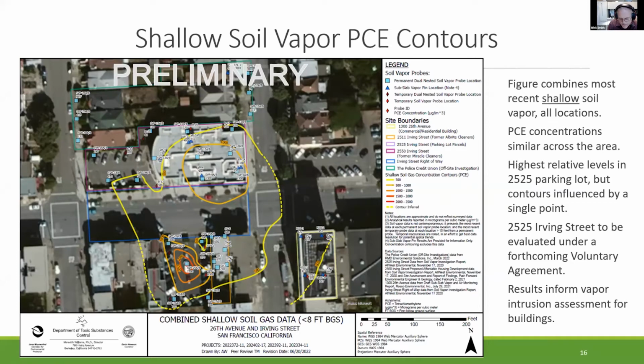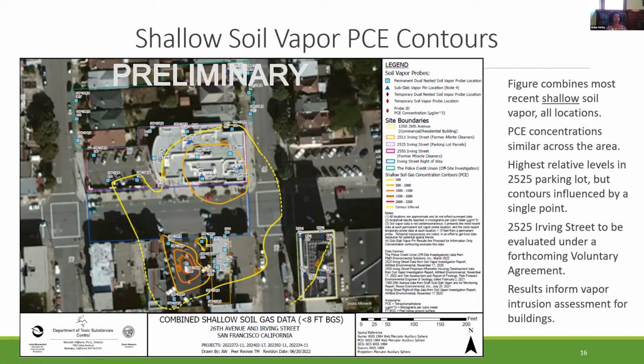We should have an opportunity, as Parag said earlier, to get more data with a forthcoming voluntary agreement with the future buyer of this parcel. That would help us confirm whether this is typical or maybe unrepresentative, and just give us more data in this area to improve and make these contours more robust.